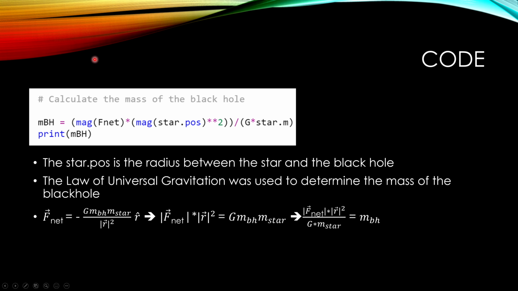So in this final part of our code, we used it to solve for the mass of the black hole. Seen here, the star's position is just our radius between the star and the black hole. The law of universal gravitation was used in order to determine this mass. However, if we were already given the mass of the black hole and the mass of the star, we would use this formula in order to find F net. So using the law of universal gravitation, we just calculated it out in order to find the mass of the black hole, and you get that the magnitude of F net times the magnitude of the radius squared divided by G times mass of the star is just equal to the mass of the black hole.